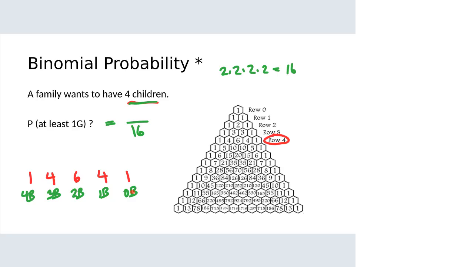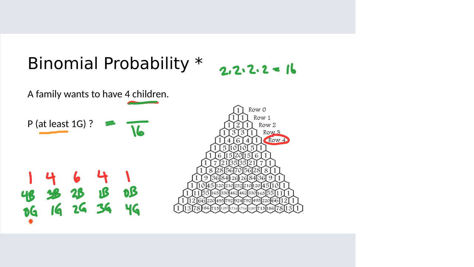Just to complete my labels here, then I'll have, if there's 4 boys, there's no girls, 1 girl, 2 girls, 3 girls, 4 girls. And this particular question said, what is the probability of getting at least one girl? So anywhere where I have one girl or more, we want to count that as a success.